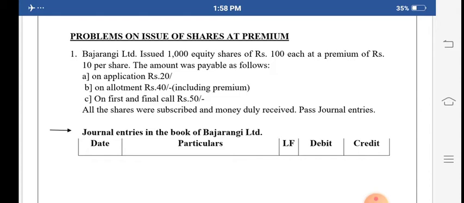Just see here, in this format we have to draw journal entries in the books of Bajrangi Limited: date column, particular column, LF column, debit column, and credit amount column. Now first of all, they are receiving the 20 on application, but they are not receiving the premium in this application. So whatever journal we passed earlier related to the par values, like this only we have to pass the journal entries. So this is 20 into 1000.